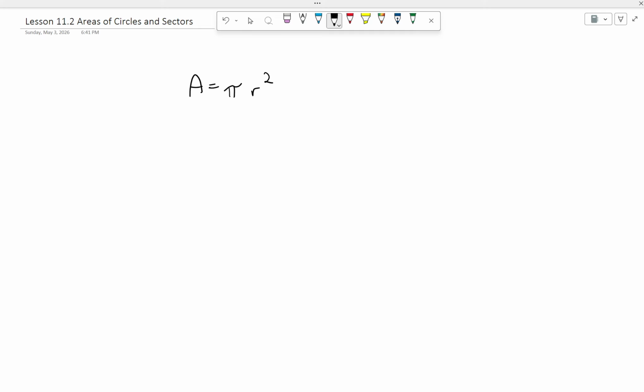And the formula, many of you guys know: area is equal to pi times the radius squared, or pi r squared.